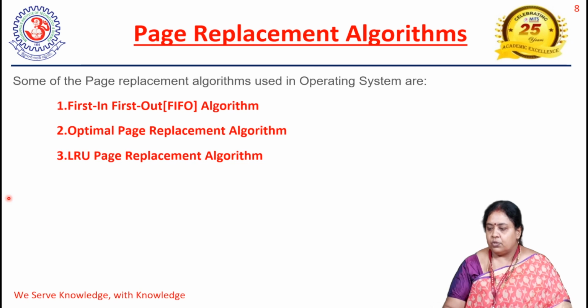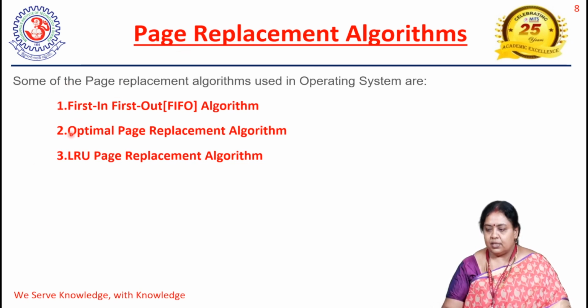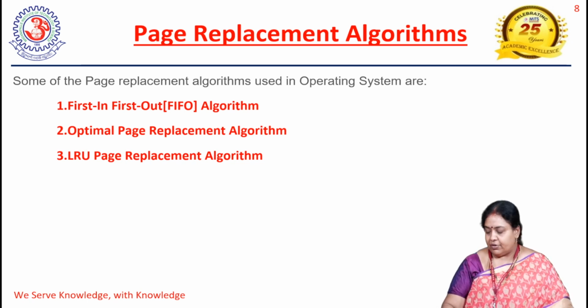Now, there are so many page replacement algorithms, but today we discuss the very important ones. These are the three important page replacement algorithms. One we call the first in first out algorithm, and the second one is the optimal page replacement algorithm. Then finally LRU, that is the least recently used algorithm. First we go one by one.